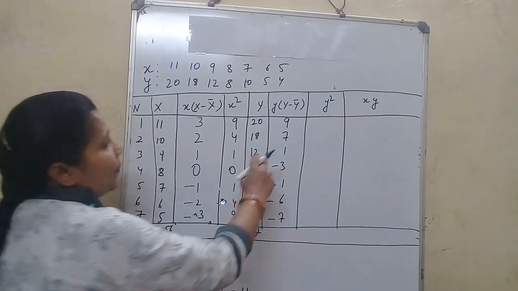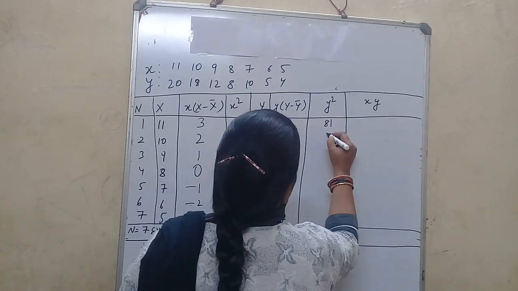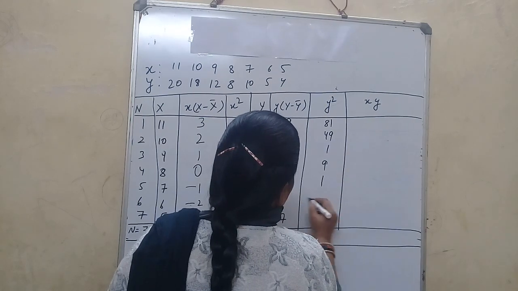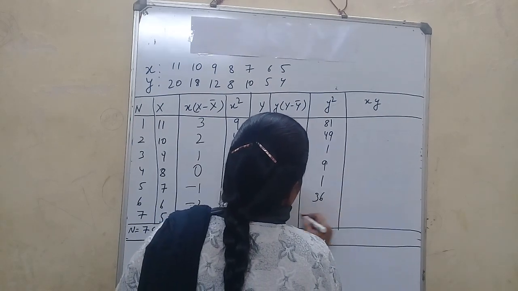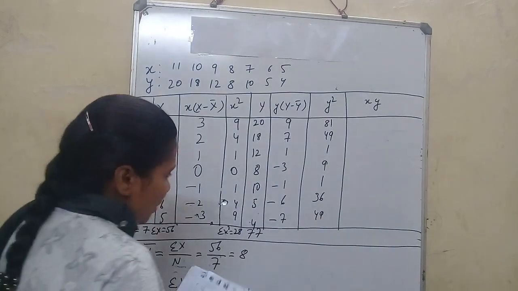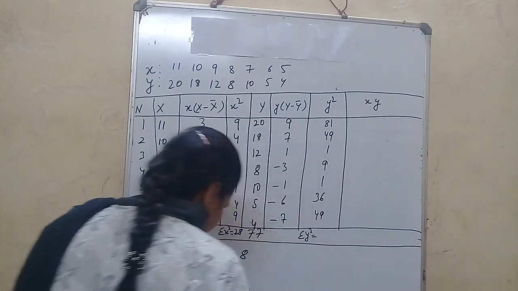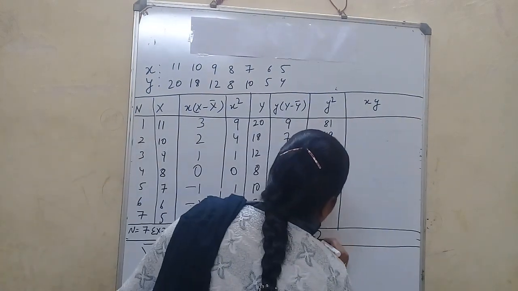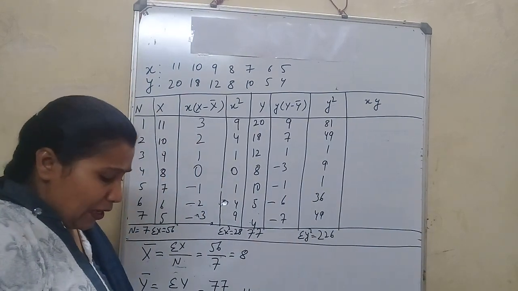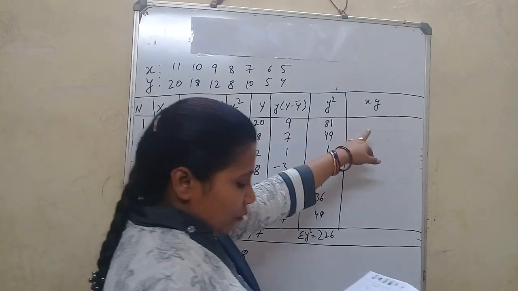Now we make the squares. 9 9s are 81. 7 7s are 49. 1, 3 3s are 9. 6 6s are 36. 7 7s are 49. Now we make the total, then we get summation y square is equal to 226. Got it?